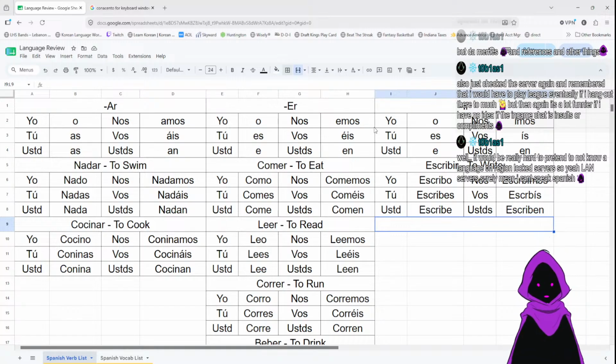But anyway, we were going to do another IR verb. We're going to do the irregular conducir. Conducir, which means to drive or to conduct.